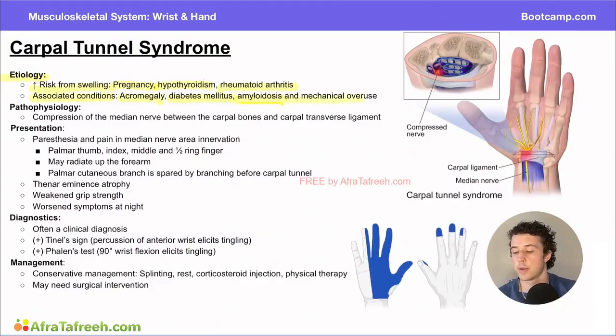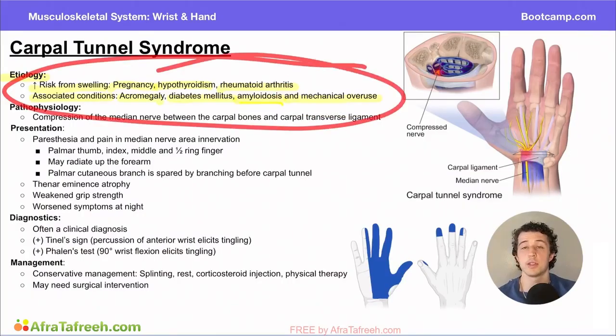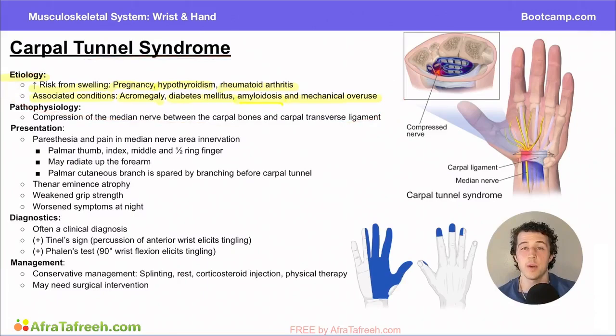And lastly, we can talk about mechanical overuse. In a question stem, this might be somebody that types at their desk a lot all day. A lot of people think that this is the only cause of carpal tunnel syndrome. But as we can see, there are a lot of things that can present a risk, and sometimes it is idiopathic. Sometimes none of these are true in a patient. But it's important to keep in mind all of the different things that can contribute to swelling or growth in an area that will ultimately compress the median nerve.